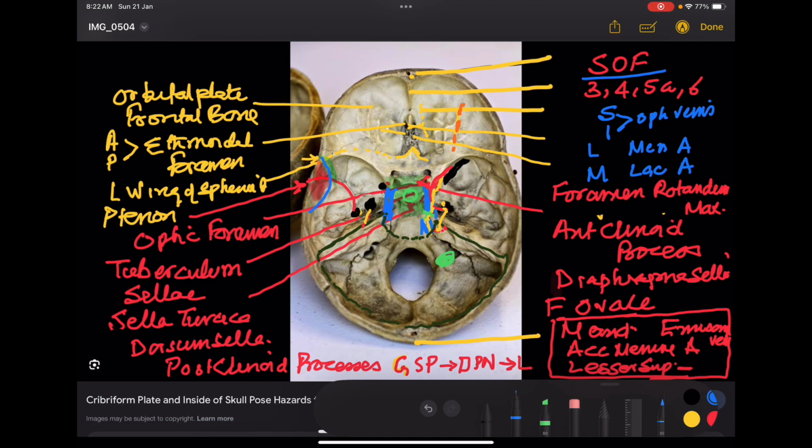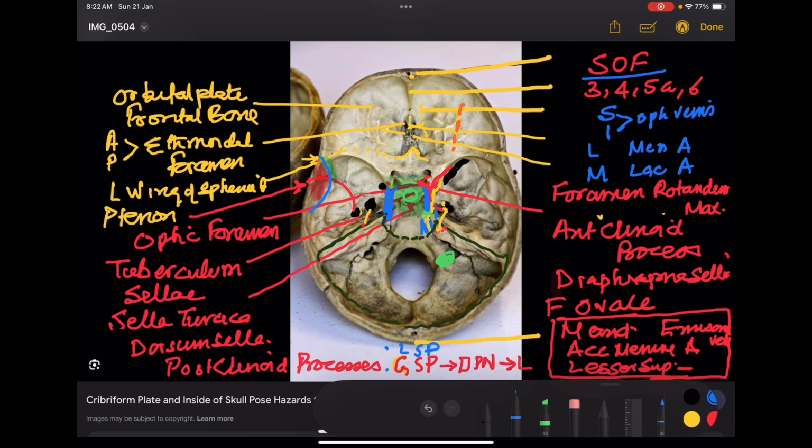So the greater superficial petrosal and lesser superficial petrosal, if you can tell the course of these in the cranium, you would score very, very high marks in your practical exam. That means you really know.